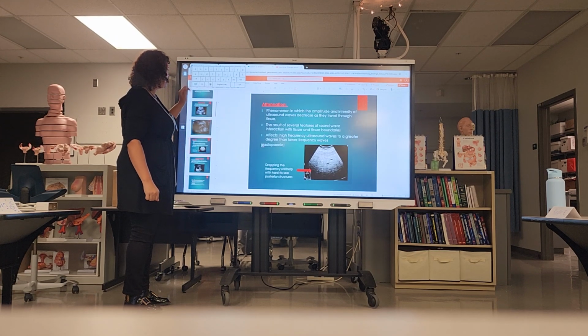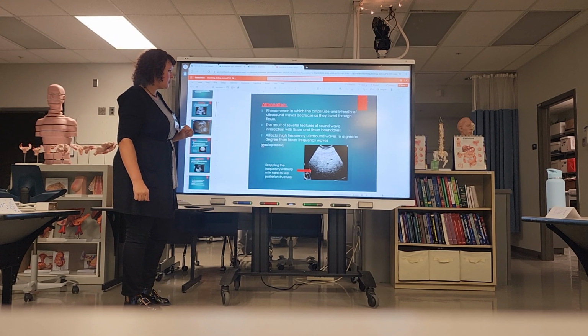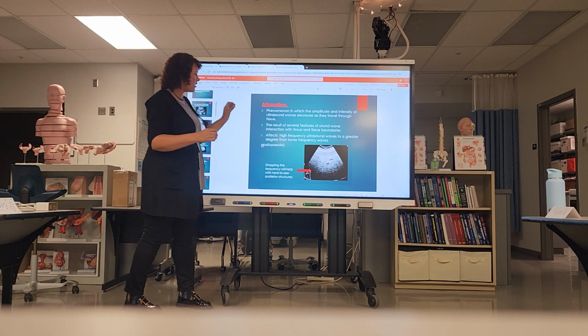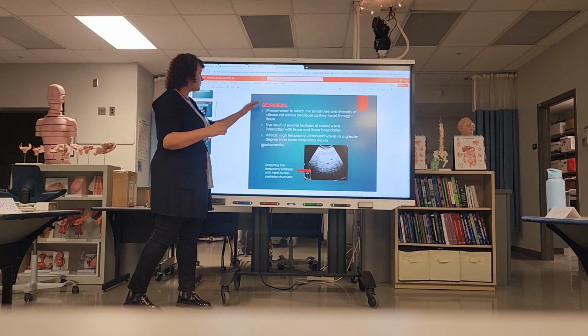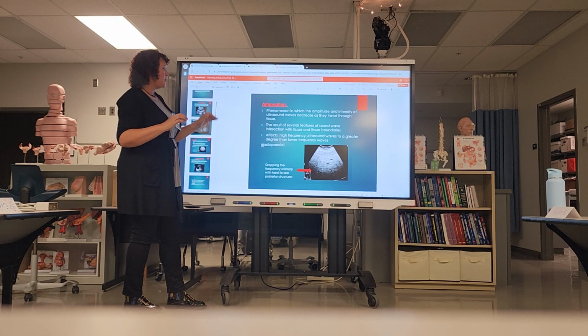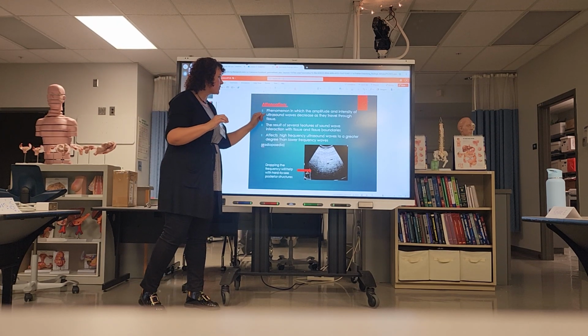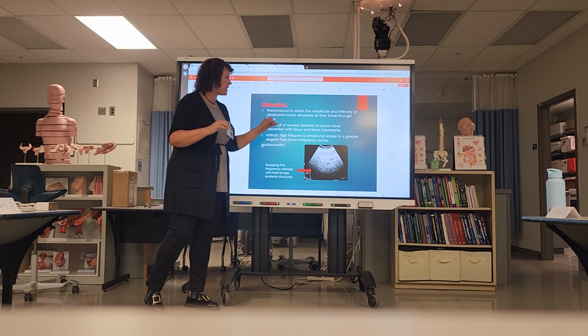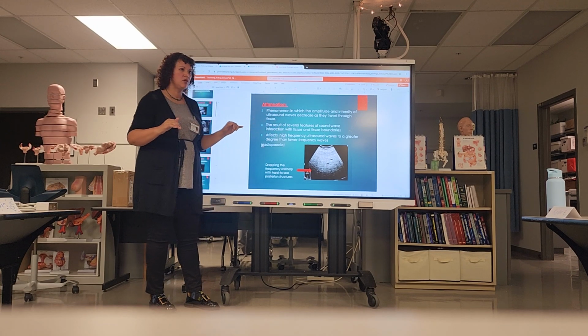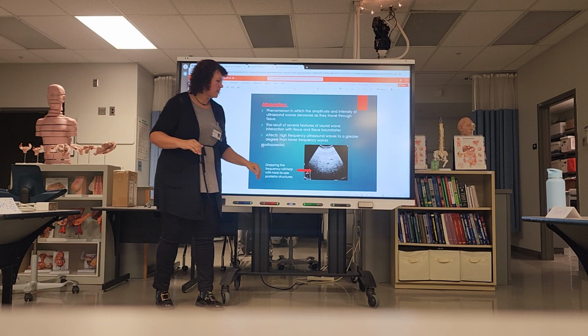All right, attenuation. So attenuation is caused from the, all right, so let me just read this. Phenomenon in which the amplitude and intensity of ultrasound waves decrease as they travel through the tissue. Okay, so what we have here is a fatty liver.